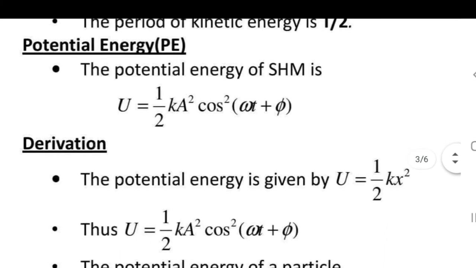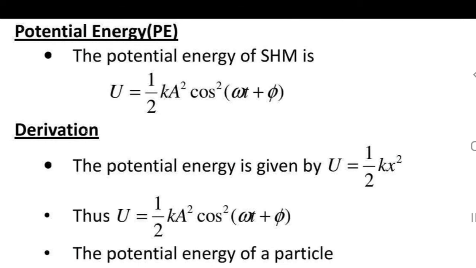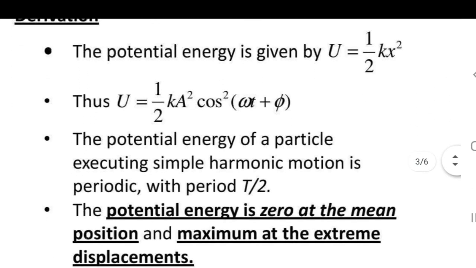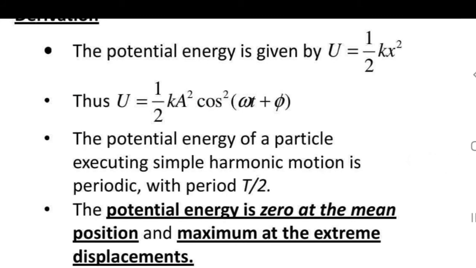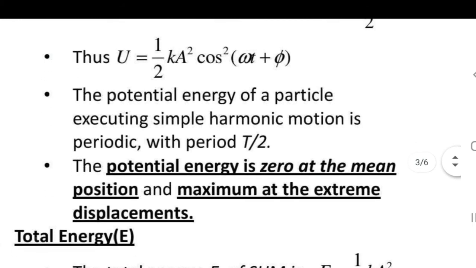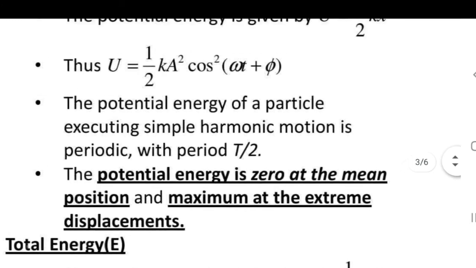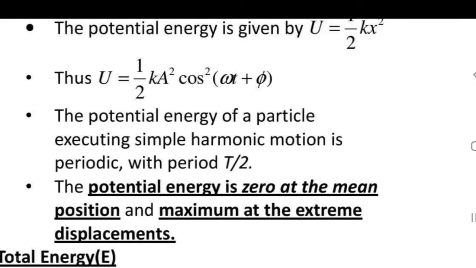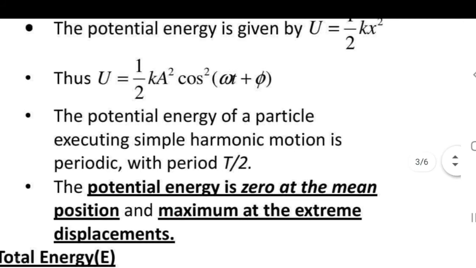Now coming to potential energy. In the case of a spring we studied the expression for elastic potential energy as half kx square. So the same equation we are taking here, half kx square. Now substituting for x, because x is A cos(omega t plus phi), we have U equal to half k A square cos square(omega t plus phi). This potential energy also is a periodic function of time, and its time period is T by 2. And we know potential energy is maximum when x is maximum, and it is 0 when x equals 0. So it will be maximum at the extreme position and 0 at the mean position.